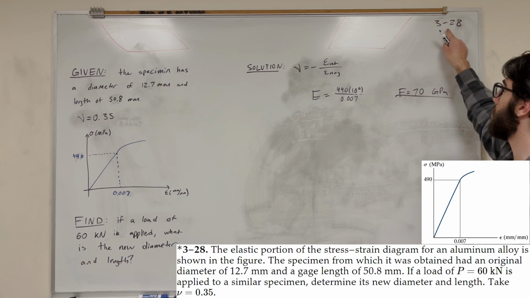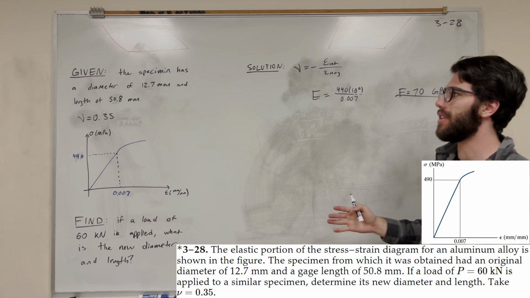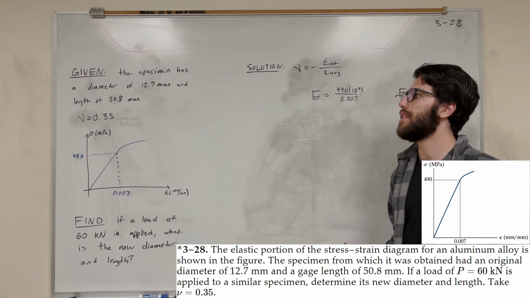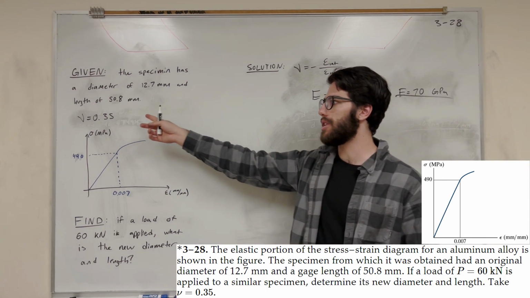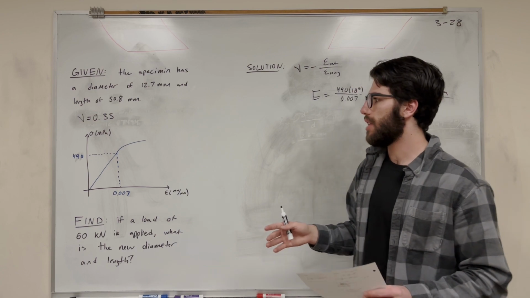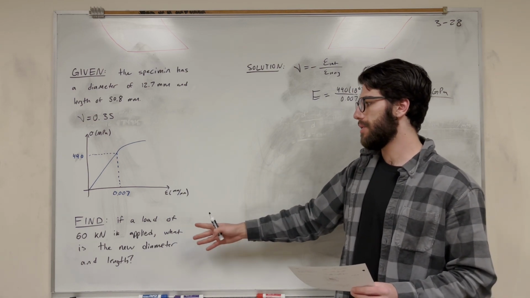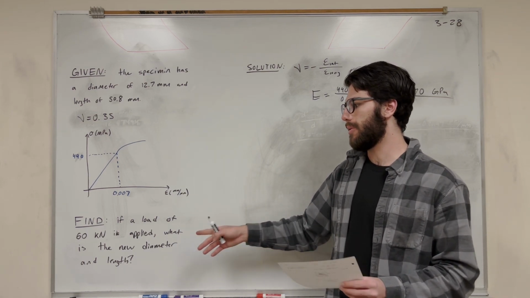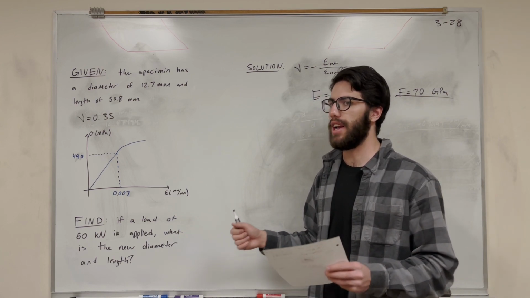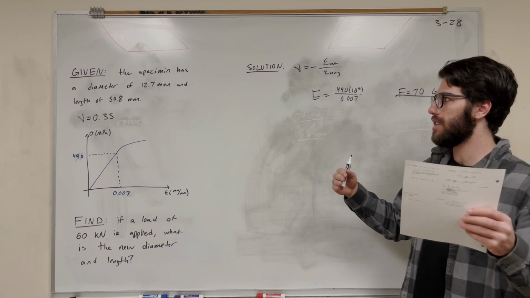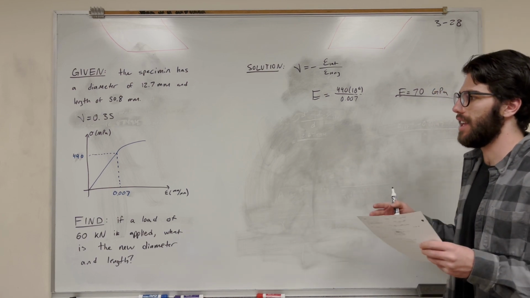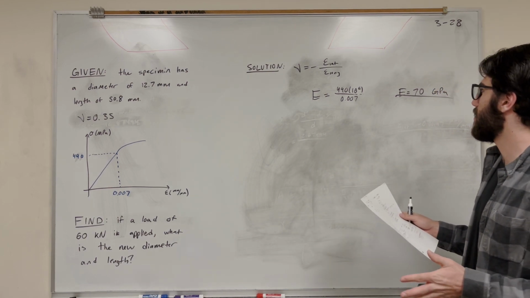I just solved 3.27, which is the problem before this, and it has pretty much the same setup. We're given a specimen with a diameter and length, and Poisson's ratio. We're also given this graph, and told that if a load of 60 kilonewtons is applied, we need to find the new diameter and the new length. It's going to stretch out, so its length is going to increase and its diameter is going to decrease. So let's solve it.